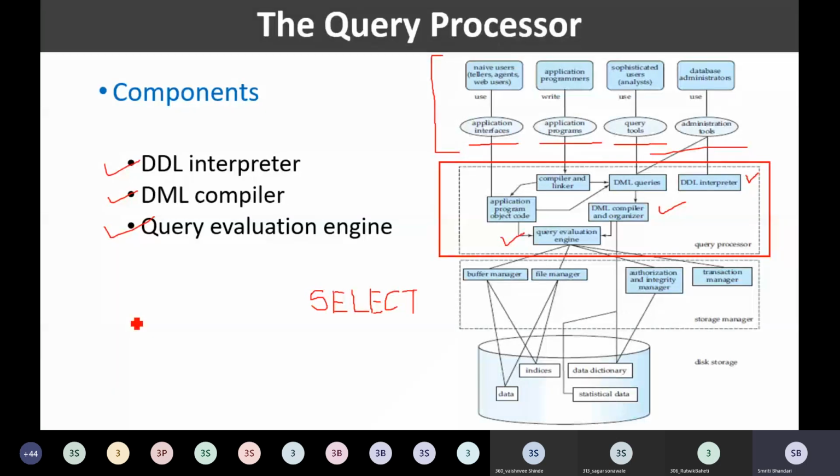In the second plan, what I did, I first found out the instructors having salary greater than 60,000, and secondly, I imposed the condition that department name should be computer science. Right? So these are two different plans for executing this query. Now, ultimately, both the plans are going to provide me the same result. No doubt.